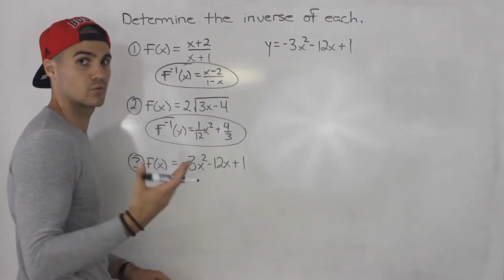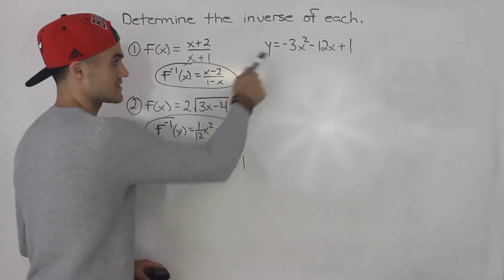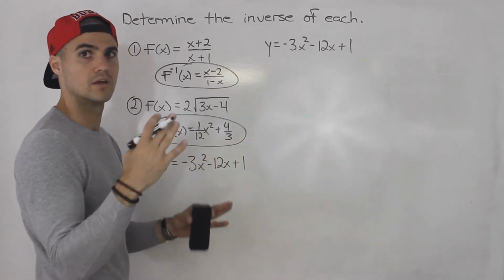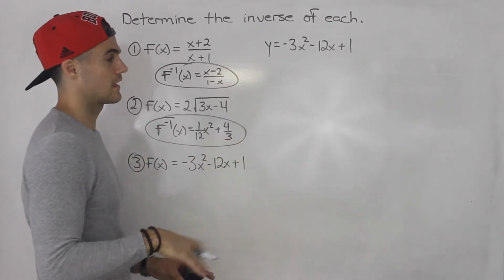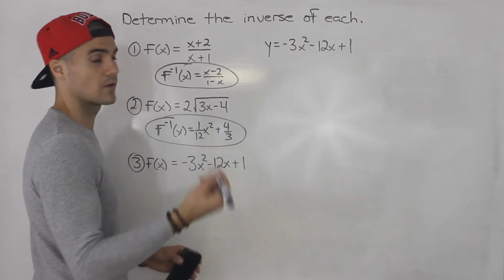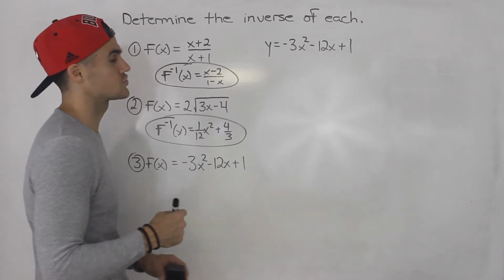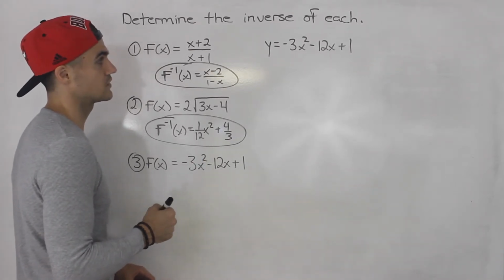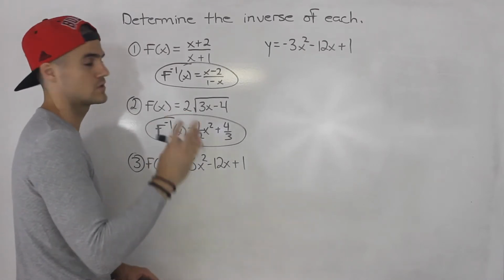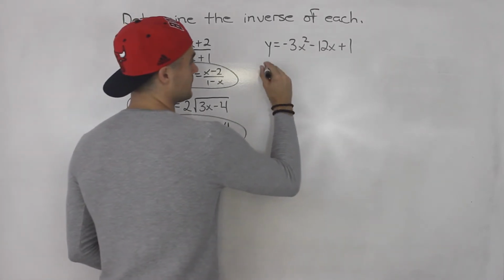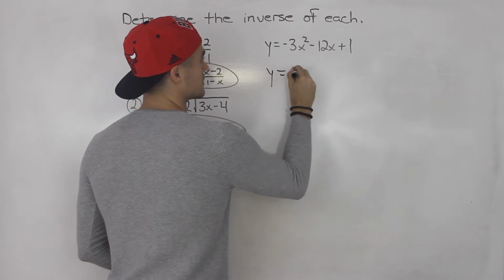All right? So just be careful when you're finding the inverse of a quadratic. If it's in standard form or in factored form, convert it to vertex and then find the inverse. If it's already given in vertex form, then you can go straight into finding the inverse. It's really easy to isolate for that y after you interchange. So first step, let's put this in vertex form.